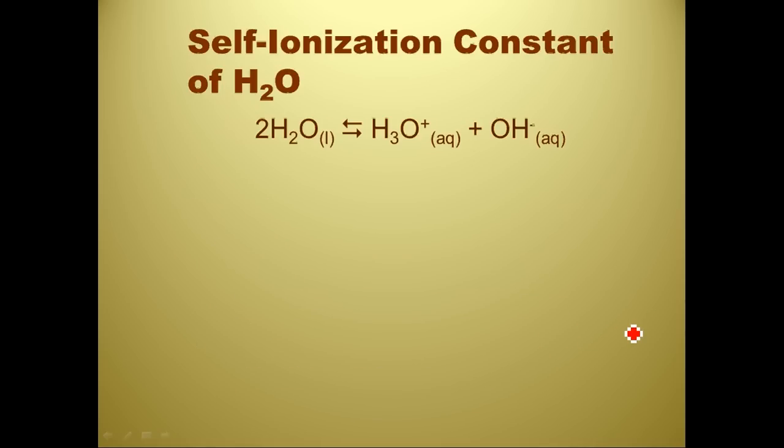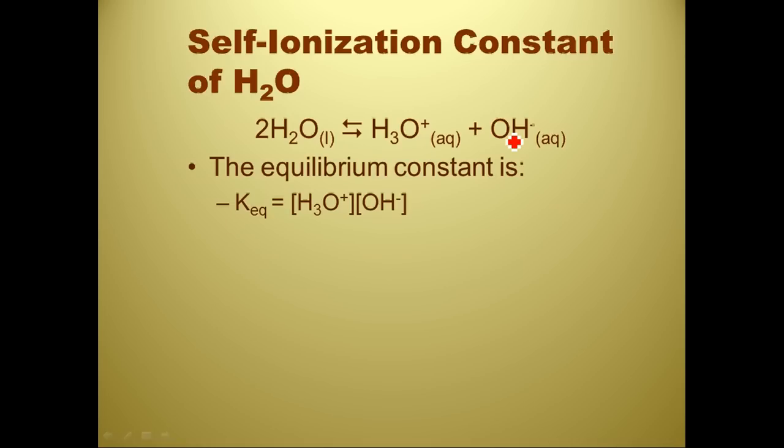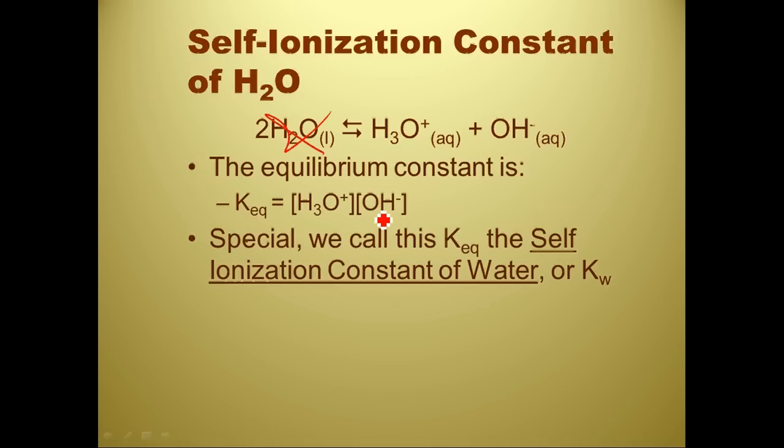Okay. What we're starting with today is where we left off yesterday. We talked about the fact that if you have water, it is going to spontaneously ionize into hydronium ions and hydroxide ions. What does that mean? Well, when we try to write a Keq, we don't get to write the water because it's a liquid. We only get to write the hydronium and the hydroxide ions. This is a special Keq, a special equilibrium constant. We call it the self-ionization constant of water, or Kw.